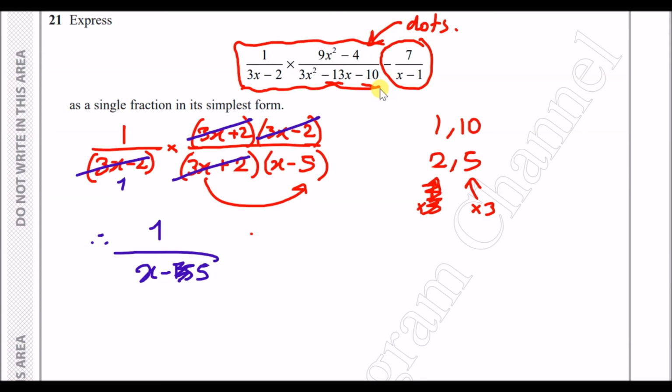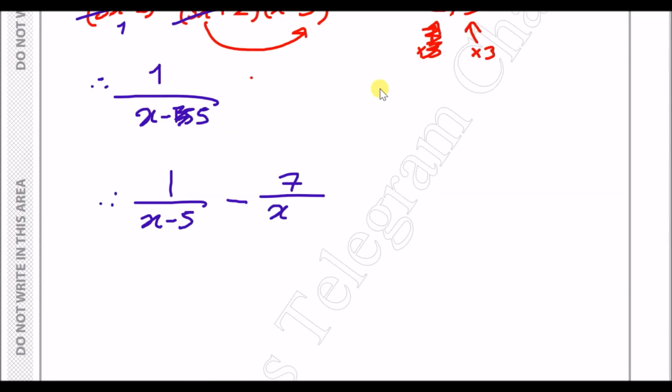And now lastly, guys, that's pretty much the whole of the left side done. Now we can do the second part, which is minus 7 over x minus 1. So I'm going to write a fresh page here. So it'll be 1 over x minus 5, take away 7 over x minus 1. Now the good thing is, always wrap your denominators in brackets. Always wrap up your terms in brackets.